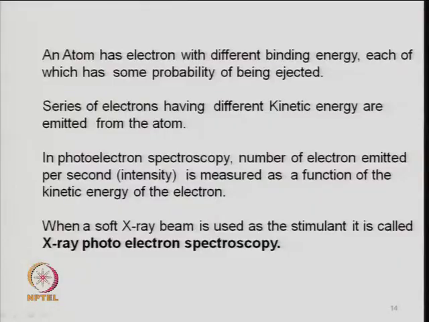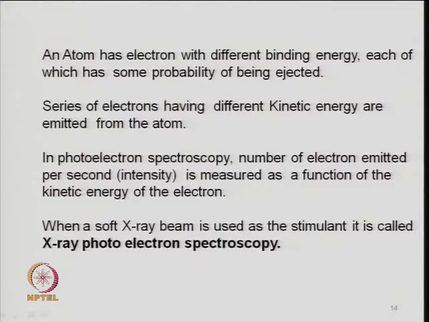So, every atom, if you look at the electrons, they will have different binding energy, and each of them has some probability of being ejected. They will leave the metal when the energy beam strikes it. A series of electrons may have different kinetic energy and are emitted from the atom. So, what we are basically doing is measuring the kinetic energy of that beam, right.